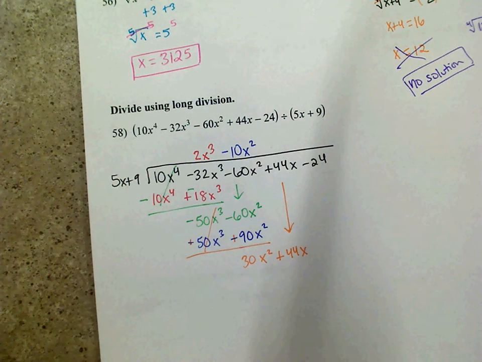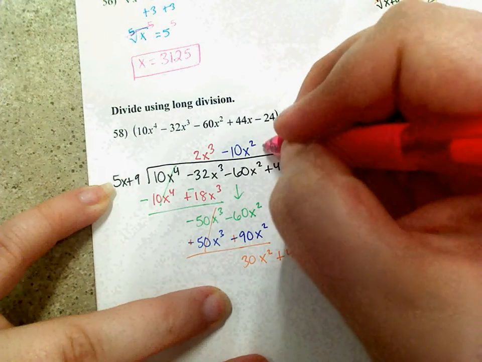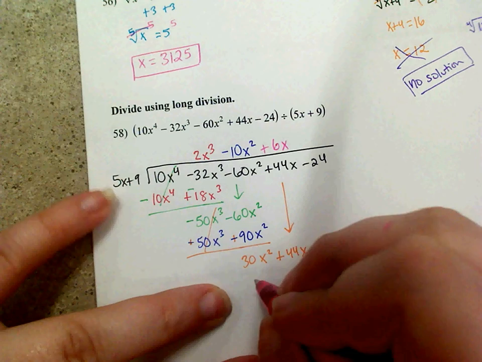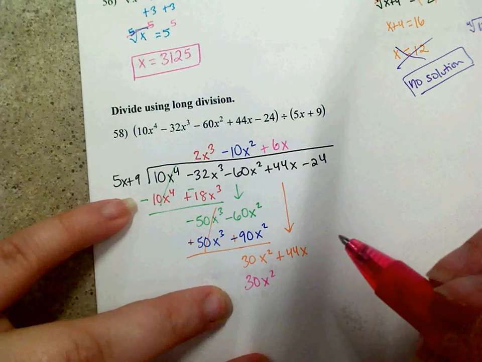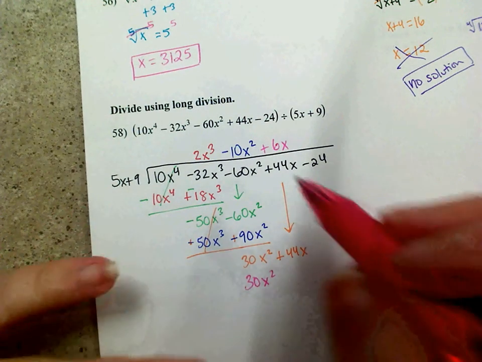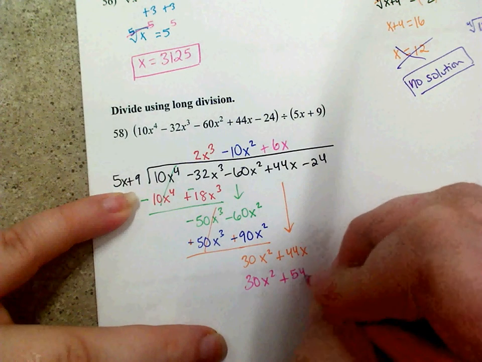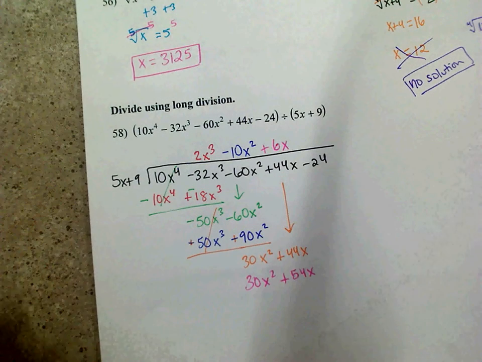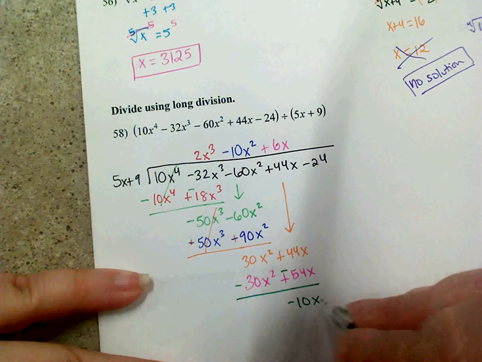Alright, I have a 5x, I need a 30x squared, so I'm going to multiply by a positive 6 and 1 more x. 6x times 5x is 30x squared, and 6x times 9 is 54x, and then I'm going to subtract, and I'm left with a negative 10x minus 24.